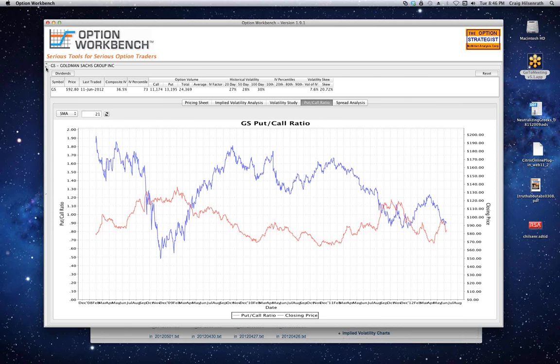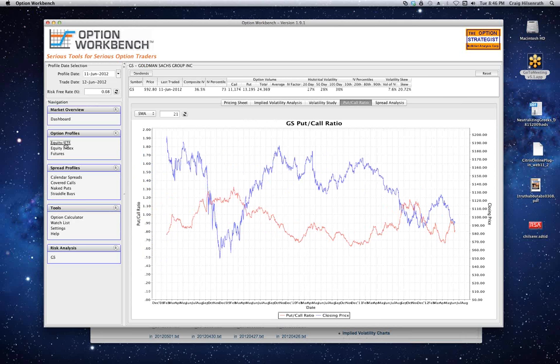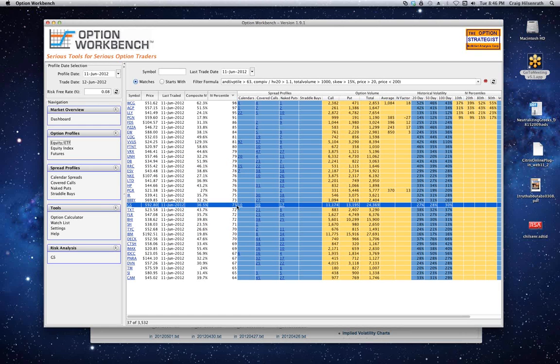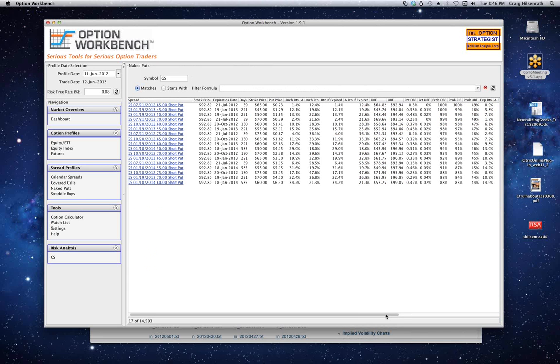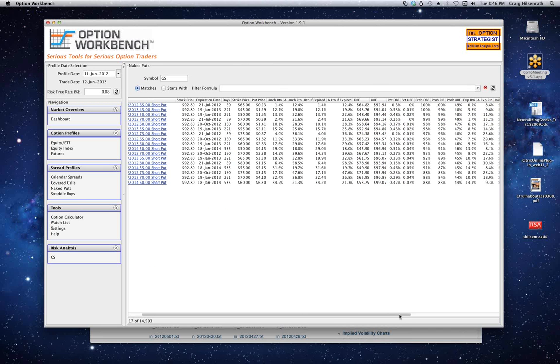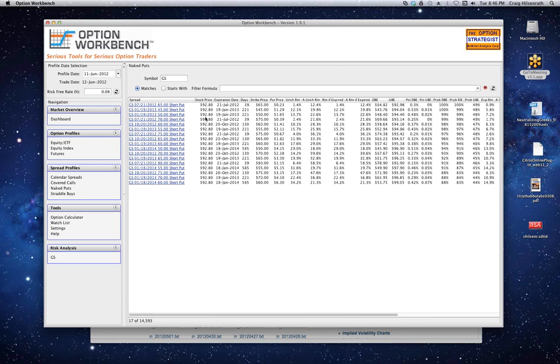Go back to the main page. So as I said before, we can see that there are 17 naked puts recommended in the strategy zone for Goldman Sachs. If I click on this 17, it brings me to the naked put profile page with all the columns from the naked put file, and it automatically put in the Goldman Sachs filter, so I can see all 17 naked puts that are on the strategy zone for Goldman Sachs.